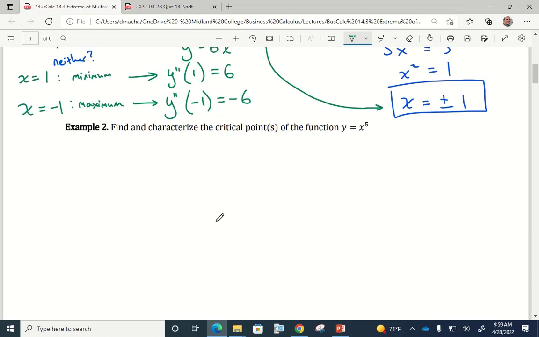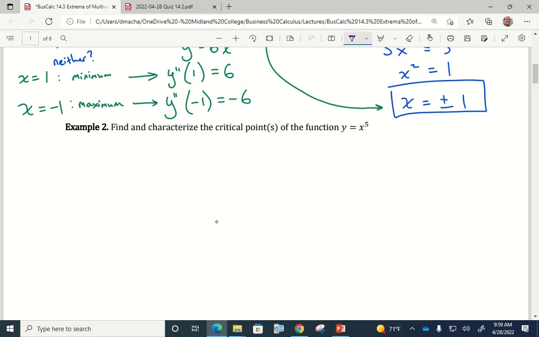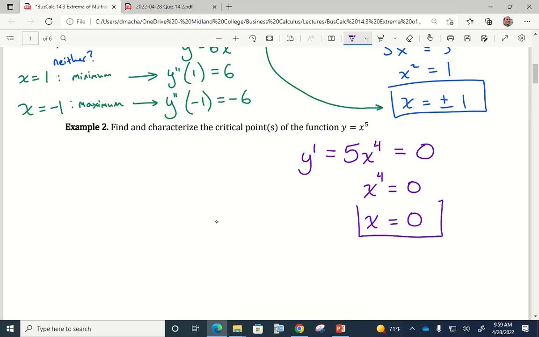Let's do number 2. Number 2 says, find and characterize the critical points of the function y equals x to the 5th power. And the critical point means I take the first derivative, and then I set that equal to 0, and I solve for x. And if I divide both sides by 5, I get x to the 4th equals 0. And so that means x has to equal 0. That's my only critical point.